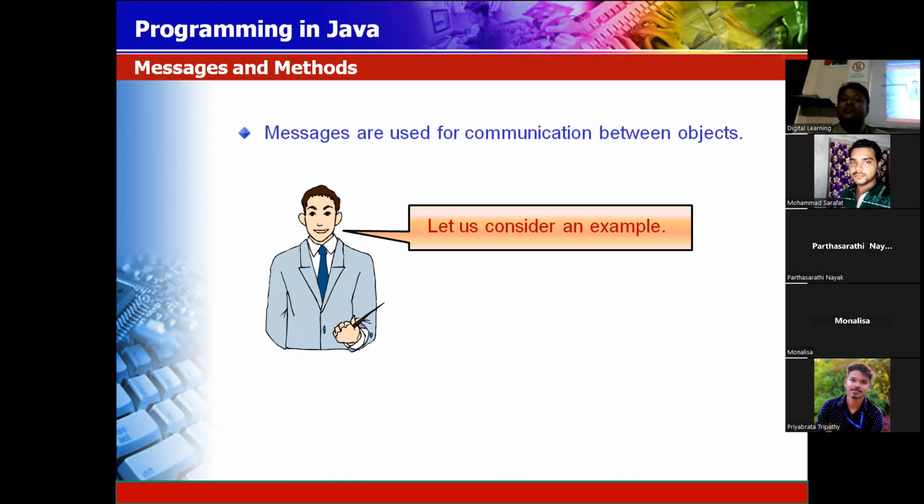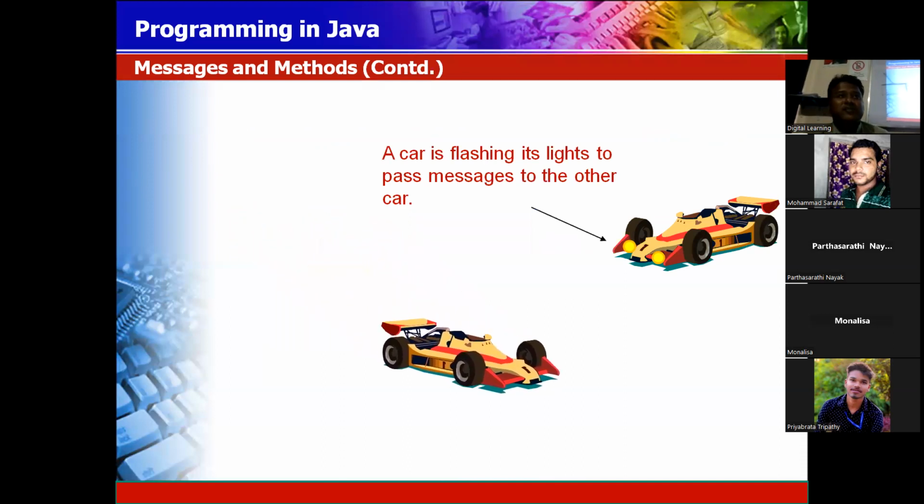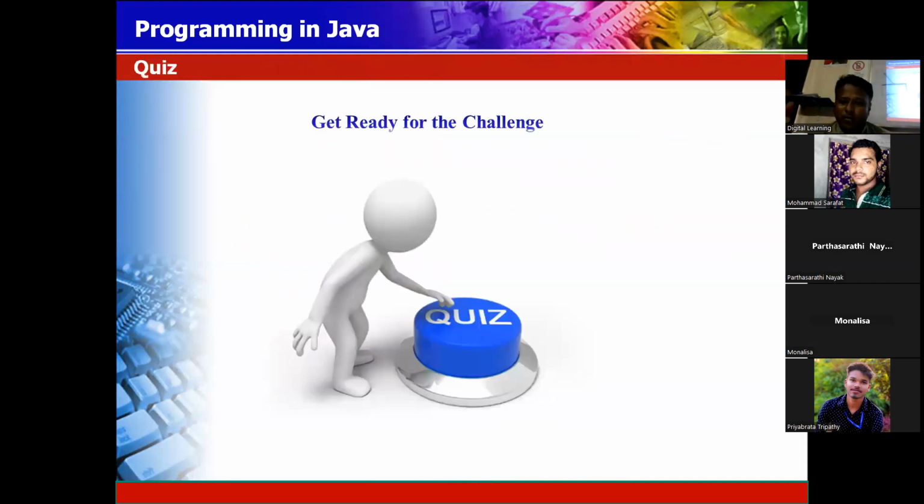So that means we are passing the messages to the other vehicle. At that time there is no verbal communication present; we are passing signals. In a similar way, messages are used for communication between the objects. A car is flashing the light to pass the message to the other car, then the car is moving, overtaking. Okay, now there is a question for you.